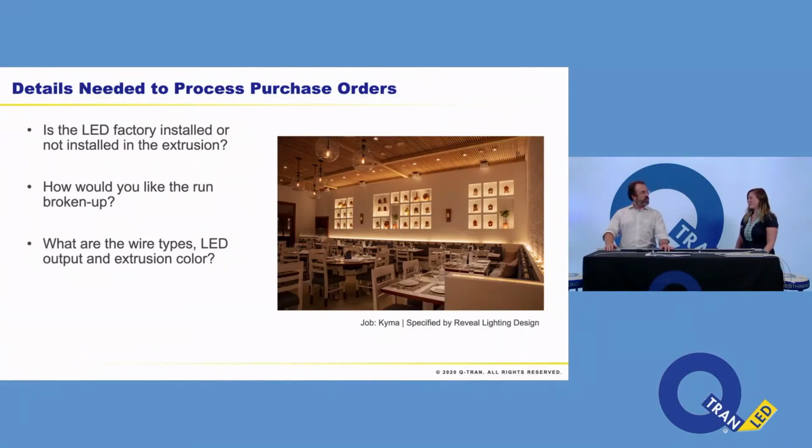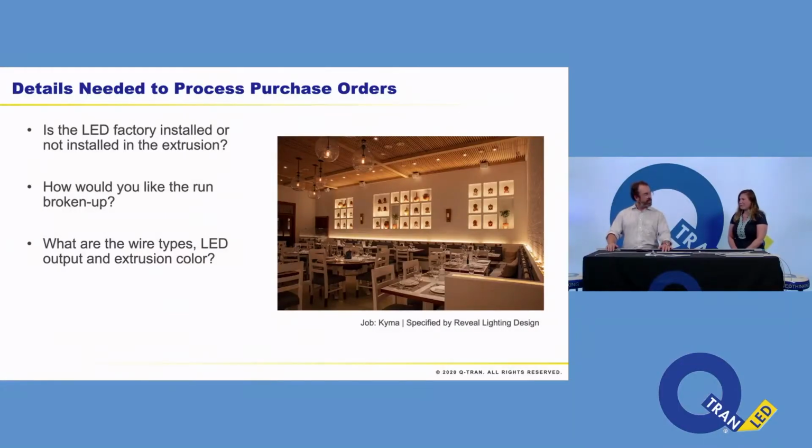Let's see, another option. Oh, I've heard you mention this one. How would you like the run broken up? Yes. Can you sort of describe what you mean by that? Well, a lot of times we'll get a PO and it says it's for 10 feet. But we won't know, do they want a straight 10-foot strip of LED to be put in extrusion? Do they want two 5-foot fixtures? Do they want an 8-foot and a 2-foot fixture? How do they want the run broken up? That's important. We don't want to certainly assume what the project, what the application is like, and those are definitely the reasons we ask some of those follow-up questions.